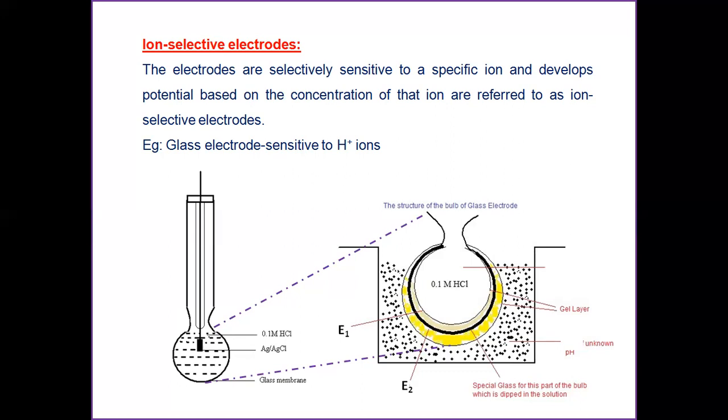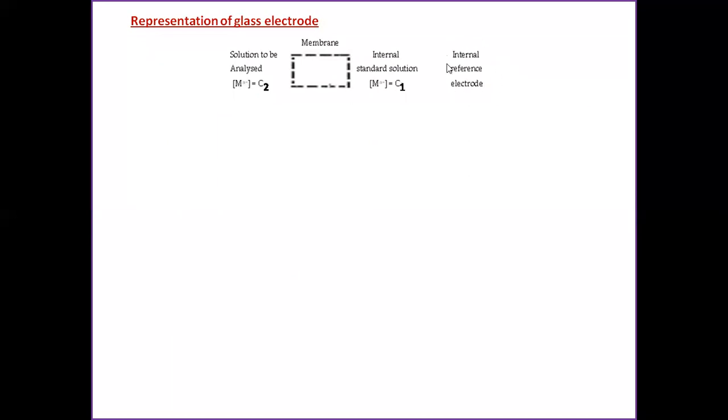Before that, the representation of this glass electrode: it is represented as the solution to be analyzed, which we take in the beaker and which may be any acid, separated by the glass membrane. The internal solution is 0.1 molar HCl present inside the bulb, and the internal reference electrode is Ag, AgCl. It is represented like this: Ag bar AgCl solid bar 0.1 molar HCl separated by glass membrane. So this is a brief construction of it.